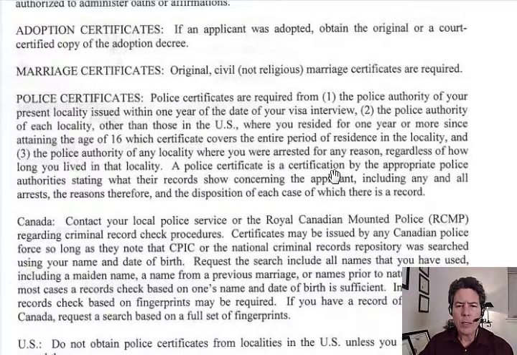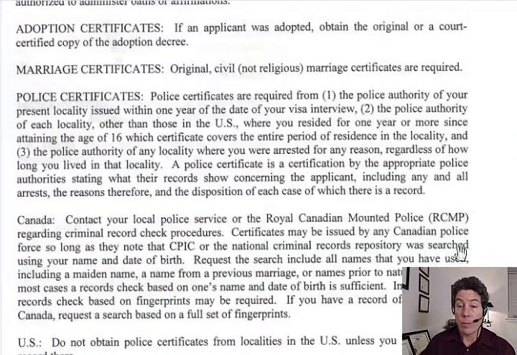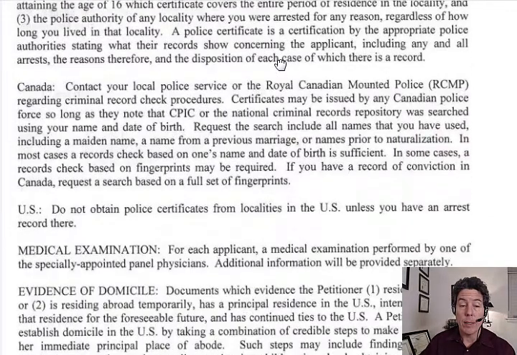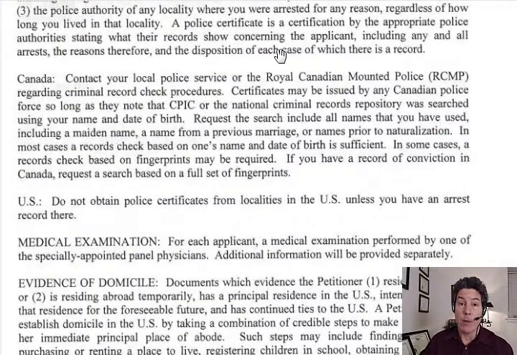A police certificate is a certification by the appropriate police authority stating what their records show concerning the applicant, including any and all arrests, the reason therefore, and the disposition of each case of which there is a record. Okay, so that is a pretty wide range of information that they want from you. That's why we want to start early and get this stuff done.